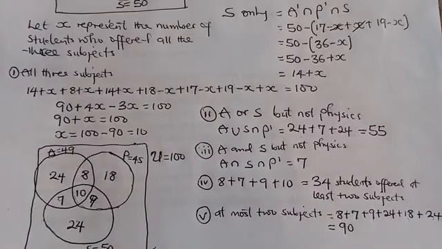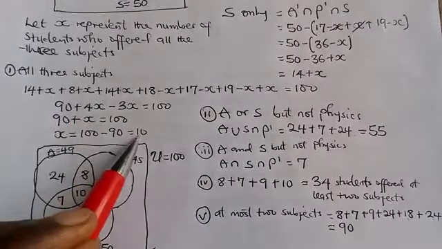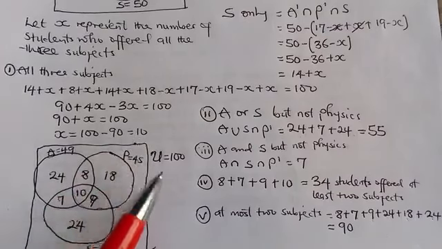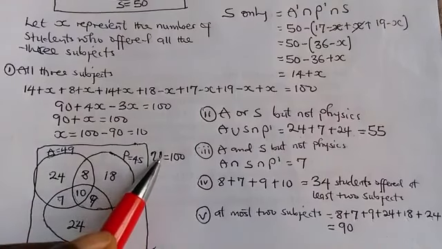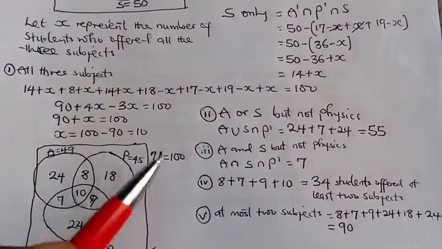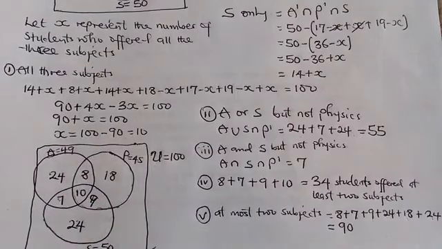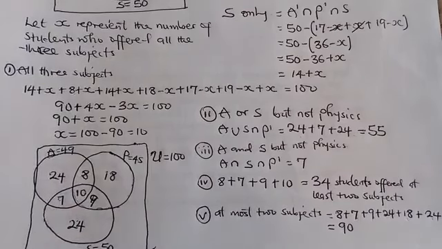Alternatively, since we already know the number of students that offer 3 subjects to be 10, we can just directly subtract this 10 from 100 to get this same 90, right? 100, which is the total number of students in that survey, minus 10, which is the number of students that offer 3 subjects, will give us 90. Then if we decide to add individually, beginning from those that offer 2 subjects and below, we also have 90.